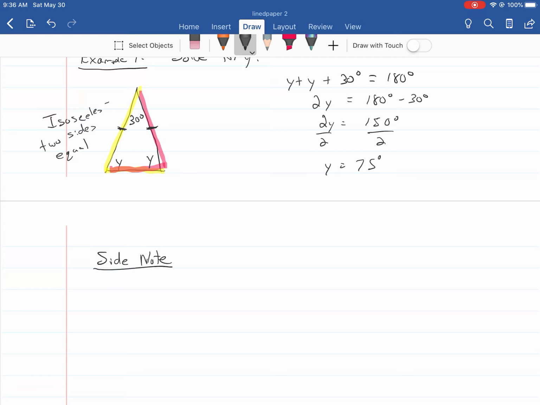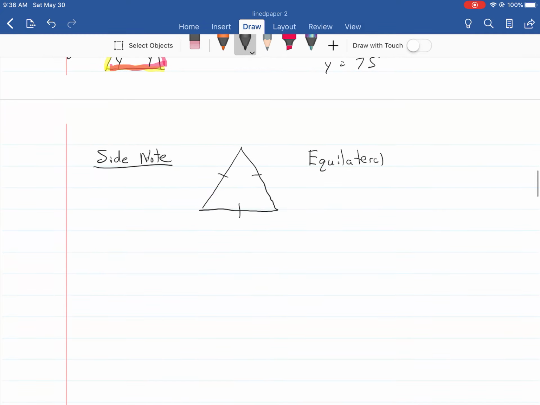Now, side note, that was isosceles. There are two other kinds of triangles out there. There is one with all the sides the same. That's called equilateral. And then all sides and all angles equal.